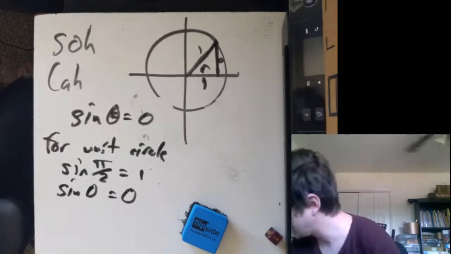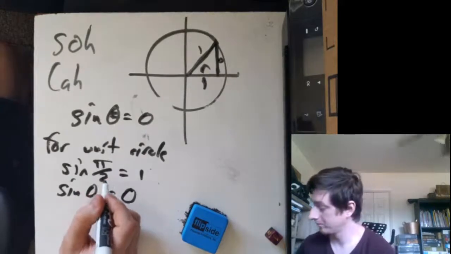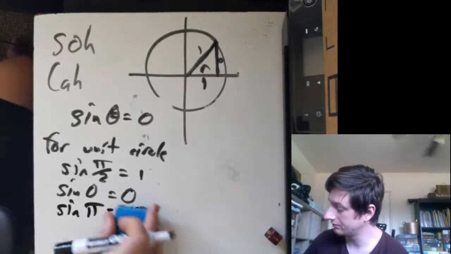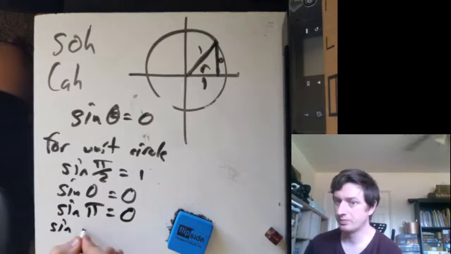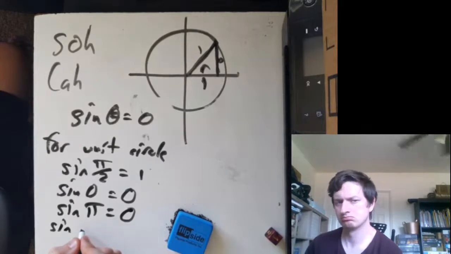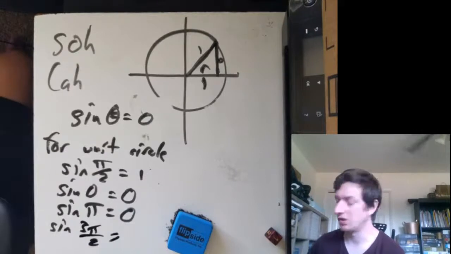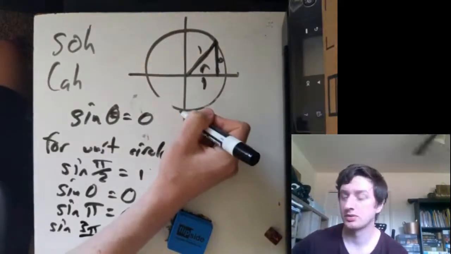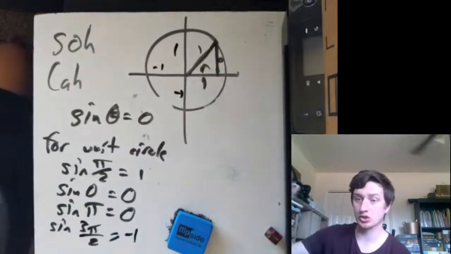Okay, and then we can go through all of these. We should probably do that. Sine of pi is going to be 0 again. And sine of 3 pi over 2 is going to be negative. It's going to be down here. Right? That gives you the height. So this is 1, this is negative 1. Okay? So that's going to give us this curve that sine has.